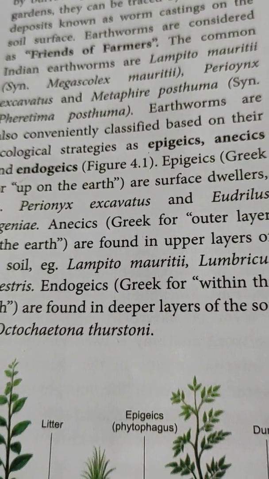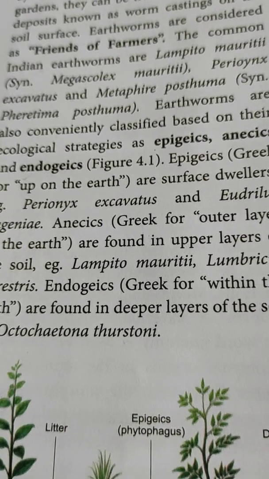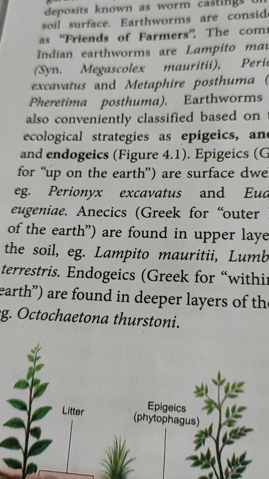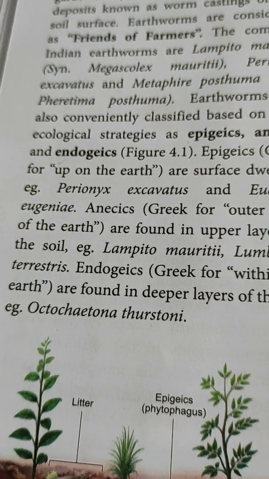Endogeics live deep in the soil, in the deeper layers of the soil. They are called endogeics because endo means inside, deep into the soil surface.